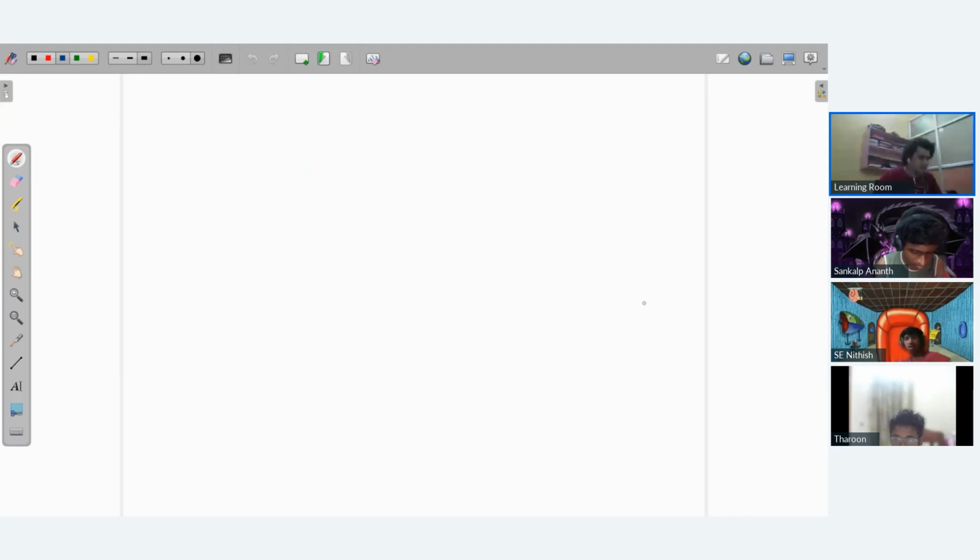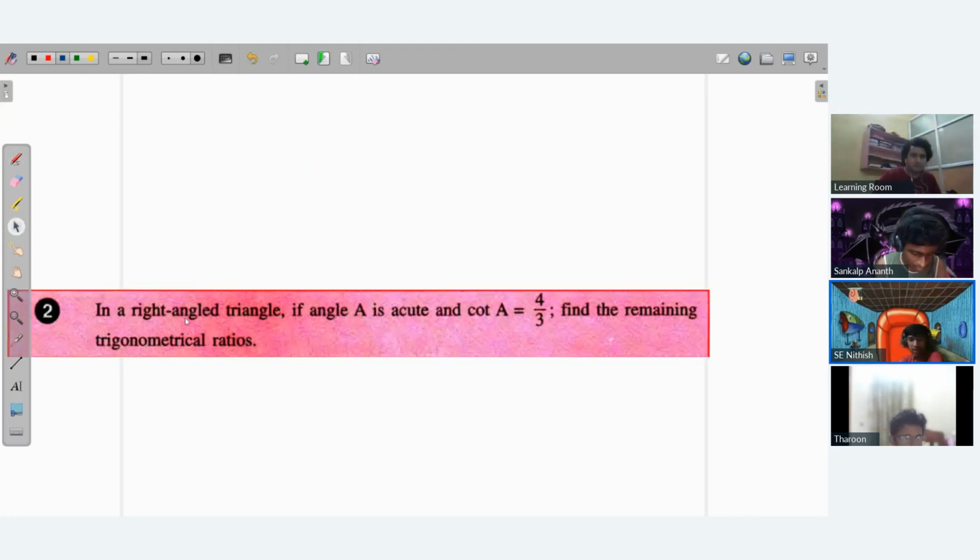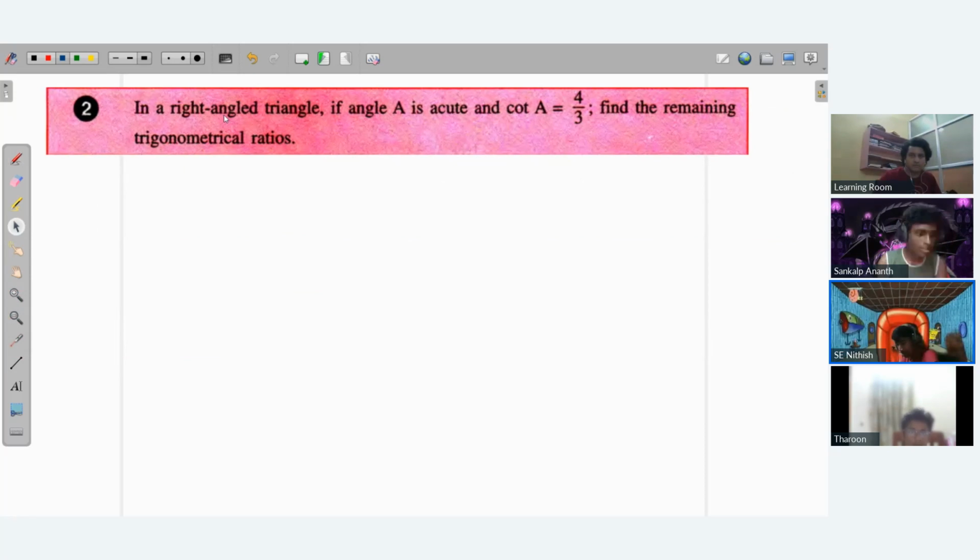So the question is this. A right angle triangle. Okay, I'll draw the triangle, it'll be easier. The angle.